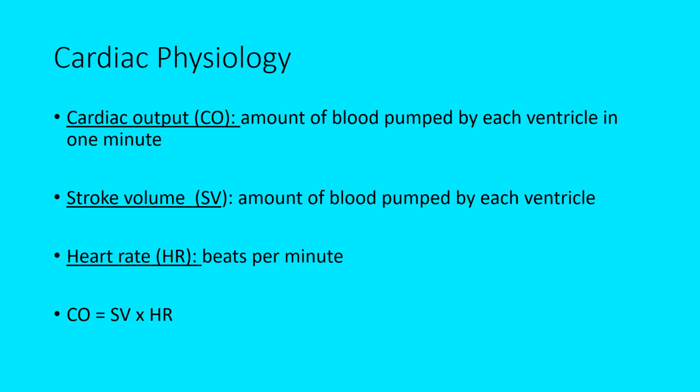So just in general, CO refers to cardiac output. And that's the amount of blood that each ventricle will be pumping in 1 minute. The stroke volume is the amount of blood pumped by each ventricle. And the heart rate is how many beats per minute. So you can calculate cardiac output by multiplying stroke volume times the heart rate.